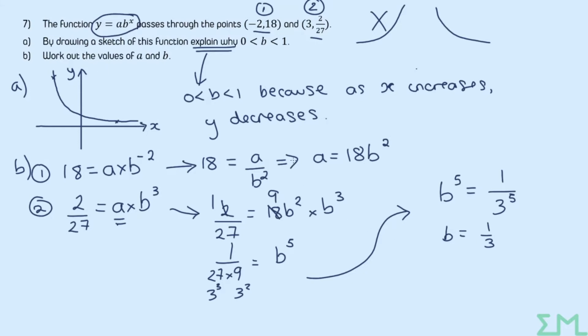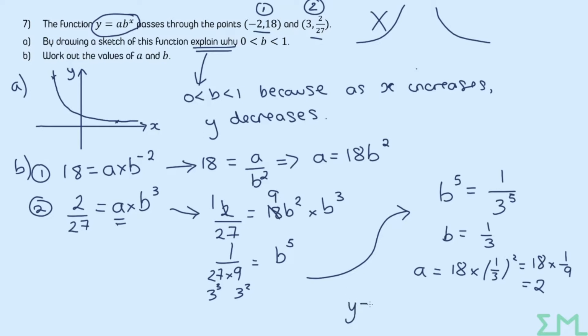We've got b, we just need to go back and find a. We already rearranged one of the equations to make it a equals, so that's nice and easy to do. 18 times a third squared. So that's 18 times 1 over 9. It's 18 divided by 9, which is 2. So we've got our two answers there.